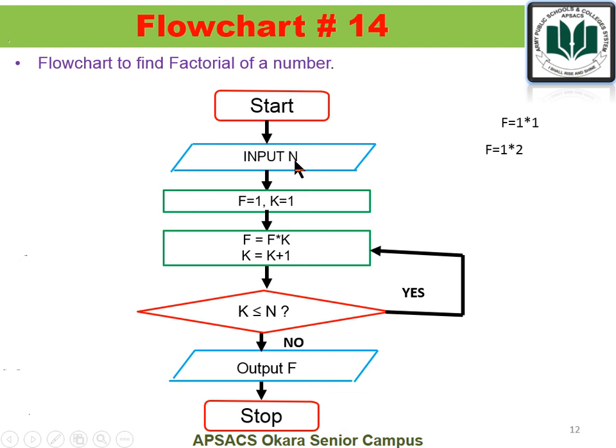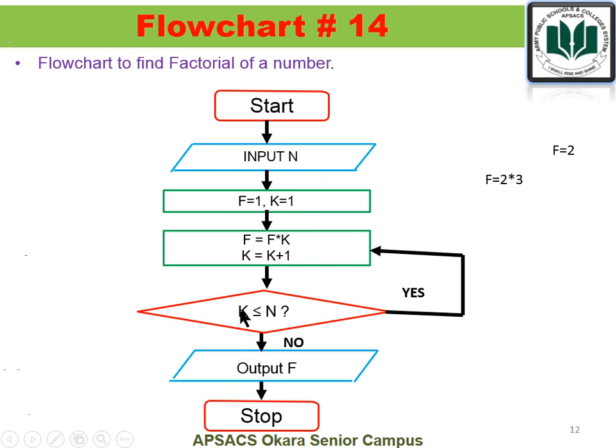You can take any value of n. Okay, n is 5. So k is 2, and 2 is less than 5. Yes. Then what will happen? We will multiply f with k. The previous value of f was 1, and the new value of k is 2. 1 multiplied by 2 becomes 2. So now the value of f is 2, and the value of k becomes 2 + 1, which is 3.